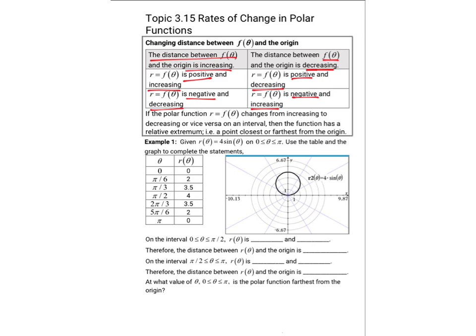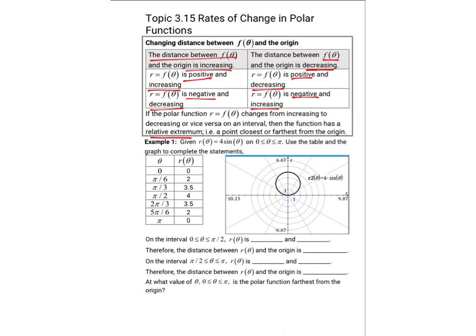What in the world? Okay, so if the polar function changes from increasing to decreasing or vice versa on the interval, then it has a relative extreme. So we're looking at data points, and we're seeing where's the change. Where is it changing from increasing to decreasing? Look at this table right here. Don't worry anything about the function. Where can you tell that there's a change?